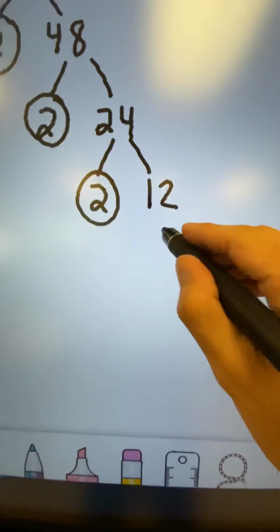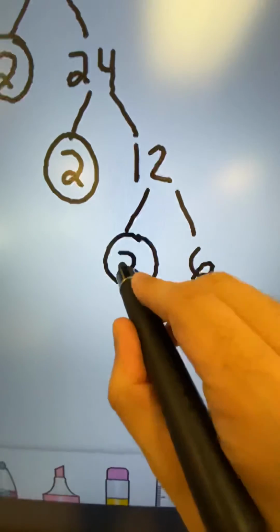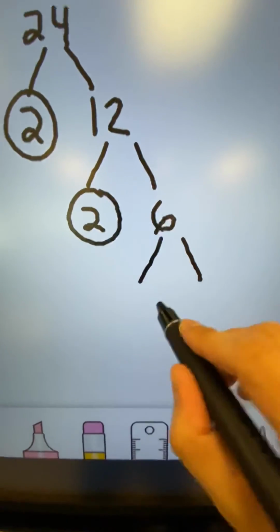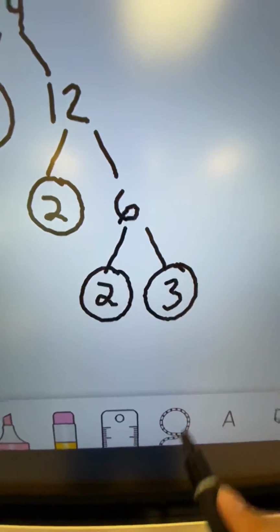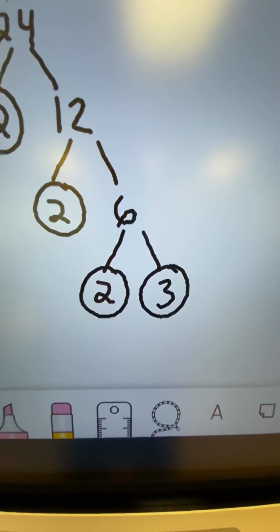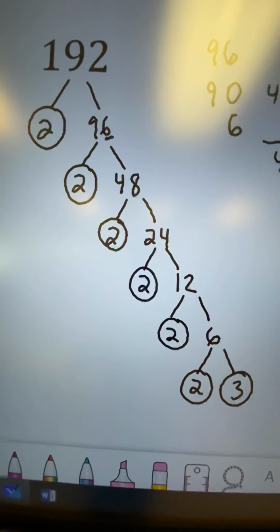12, we could break it down to 2 times 6. So that's a prime number. And then 6 could be broken down to 2 times 3. And 2 is prime. And 3 is also prime because the only factors for that are 1 and 3. So you can see this came out to be a pretty long prime factorization tree.